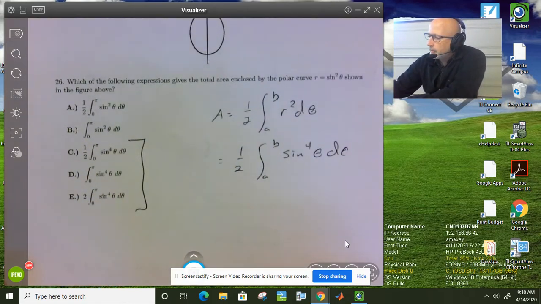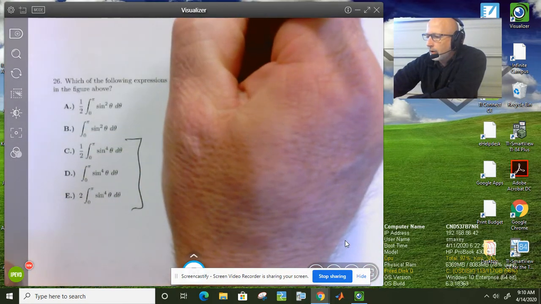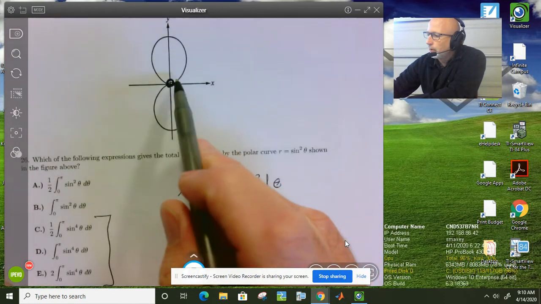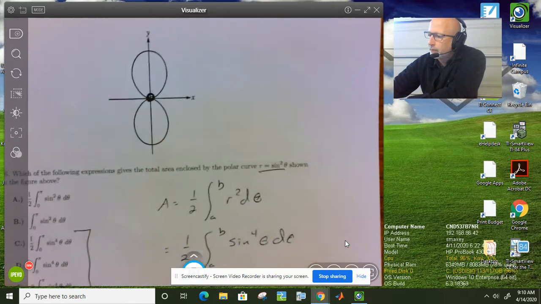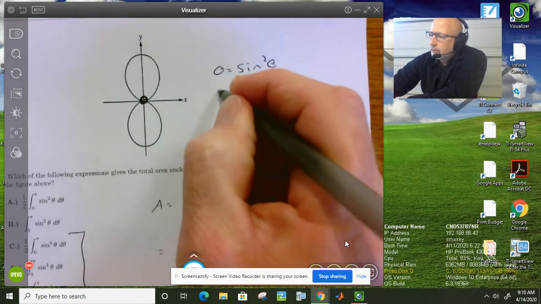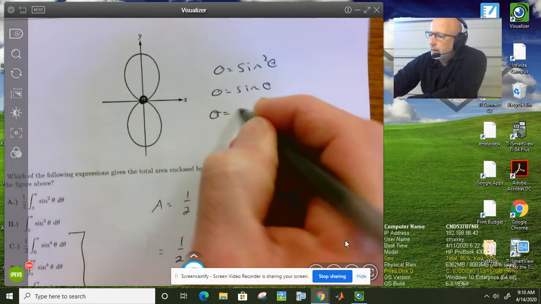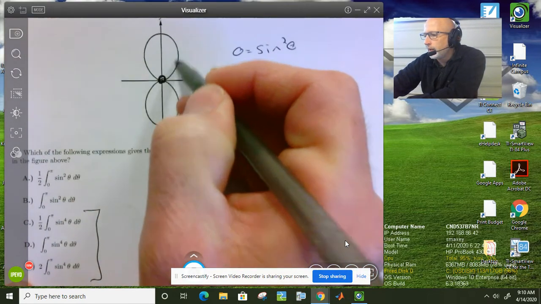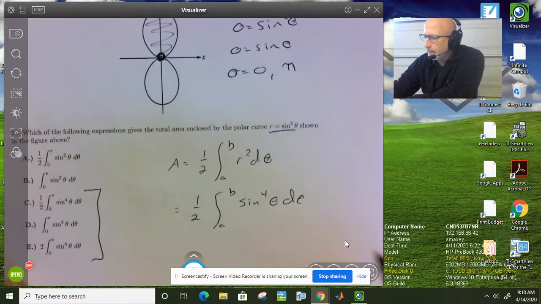Okay, so now I need to determine what the limits are. So the first thing I need to do is determine when the graph is going to go through the pole. So I'm going to take that equation right there and set it equal to 0, because that's when the radius would be equal to 0. So if 0 is equal to sine squared theta, 0 is equal to sine of theta. So you know theta is going to be equal to 0 and pi. Okay, so it's going to start here and it'll rotate up until it gets to there. So the area of this would be from 0 to pi.